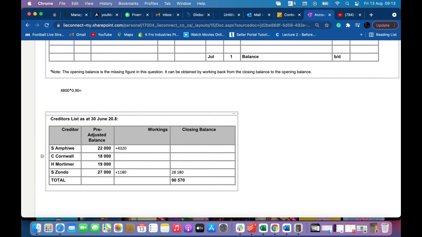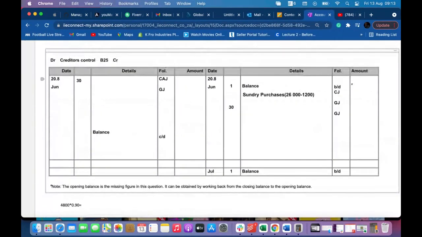Okay, but remember they said no entry has been made, so that means we also need to include this in the creditor's control, right? So where do we record purchases on credit? Sundry purchases. So here we also need to put plus 4,320. Okay, right, so let's proceed. Let's move on.